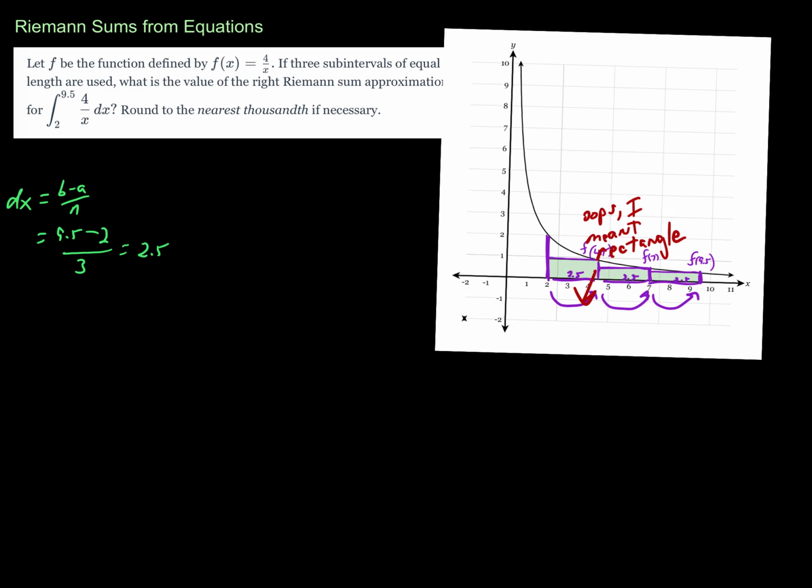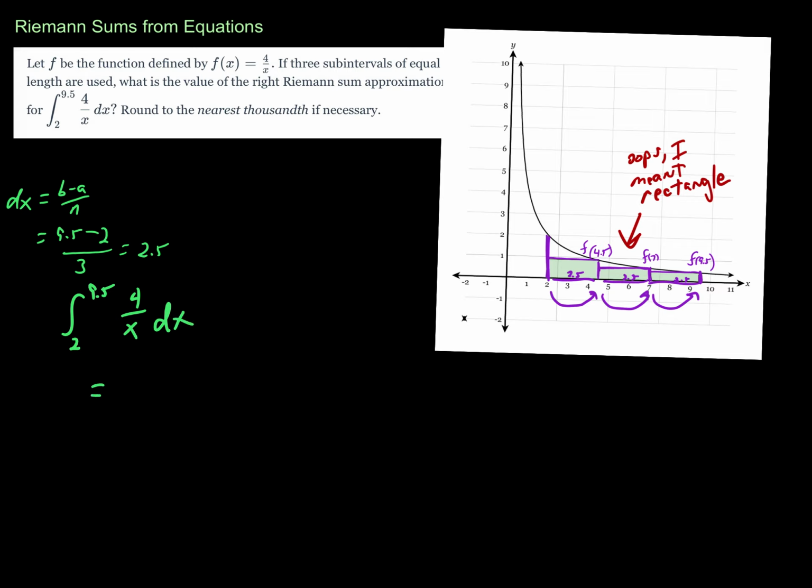Here's what it's going to look like. In order to solve this integral, the area under the curve going from 2 to 9.5 for this function, 4 over x dx, we're going to do this. We have 3 rectangles, so I need to do f of 4.5 times the dx, plus f of 7 times the dx, plus f of 9.5 times dx.